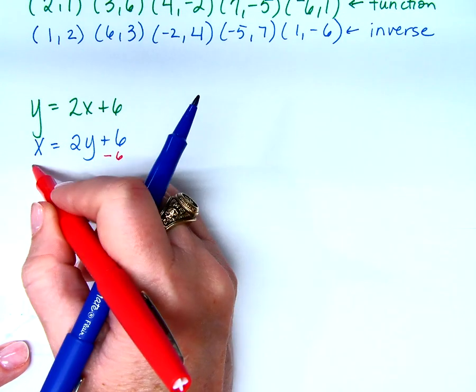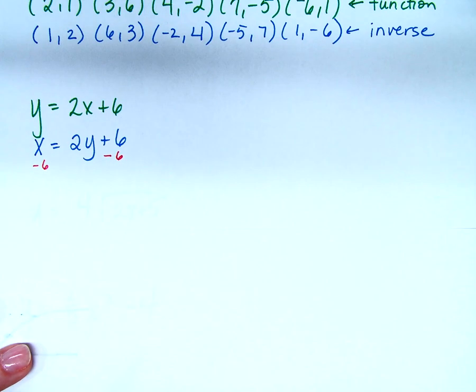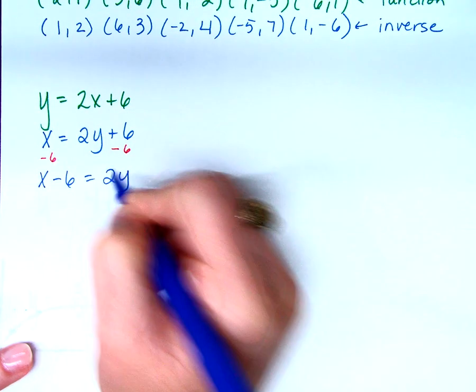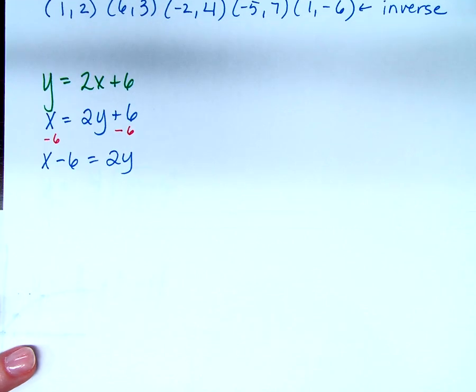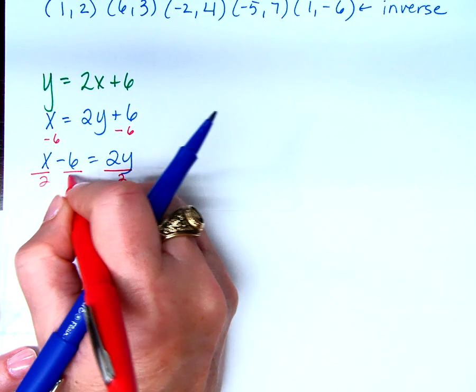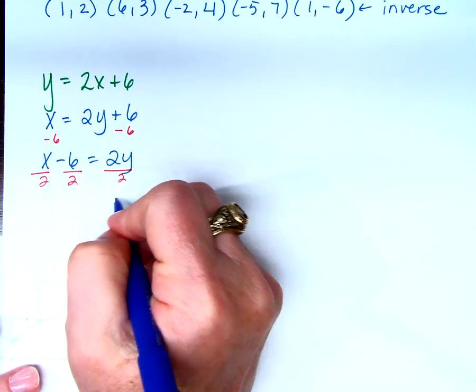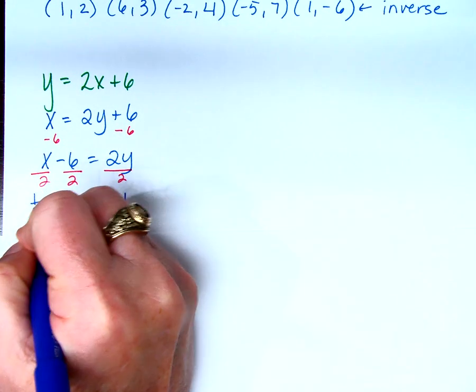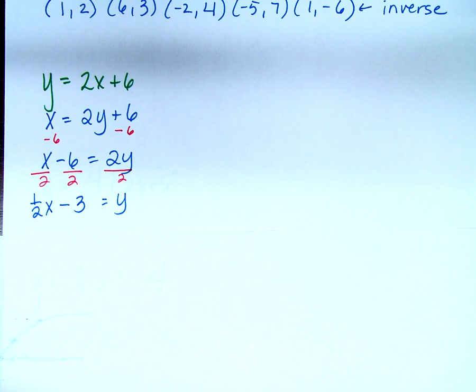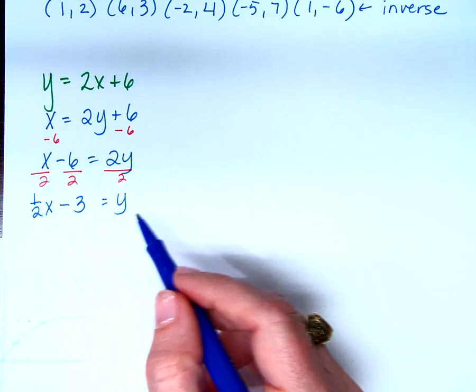I want to isolate my y, so I want to leave that kind of alone, right? So I get x minus 6 equals 2y. And what's left to do to isolate my y? So I divide everything by 2. And I get y equals 1/2 x minus 3. So did I switch x and y? Did I isolate y? Yes, right?